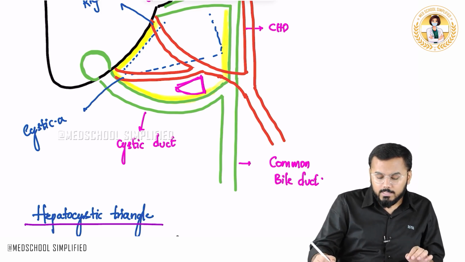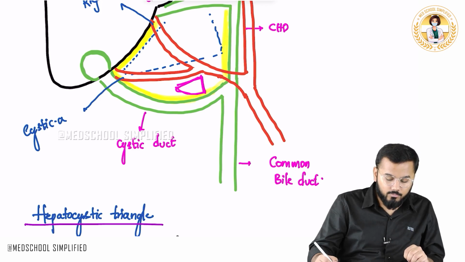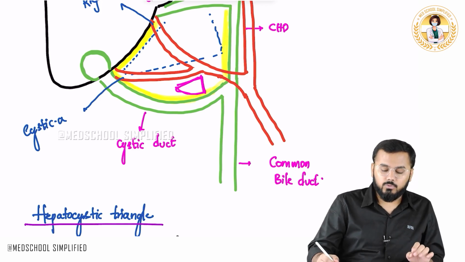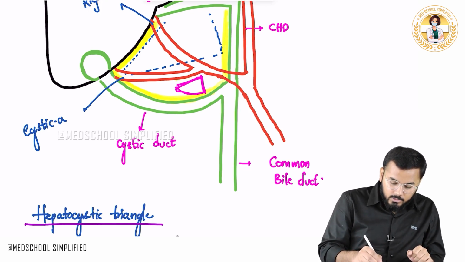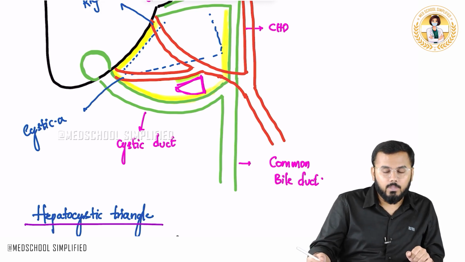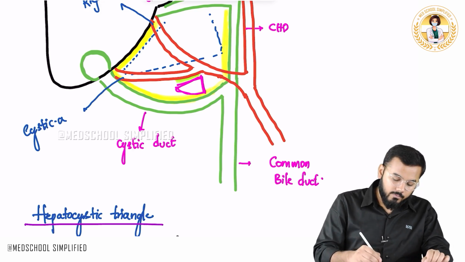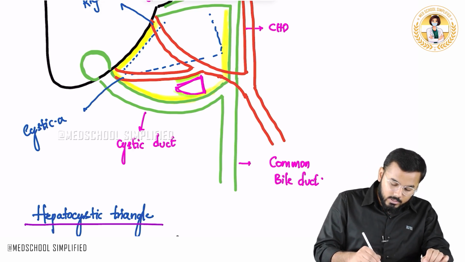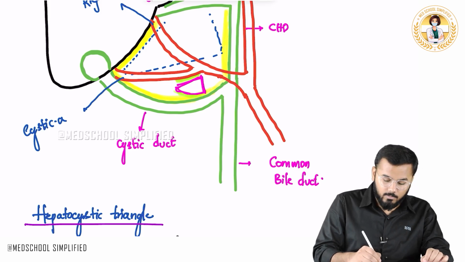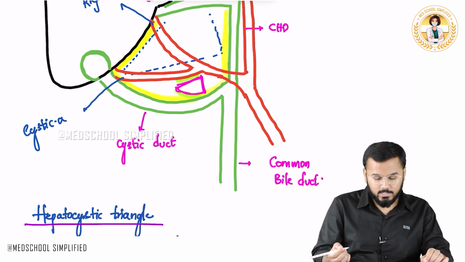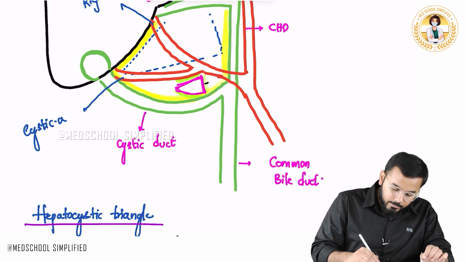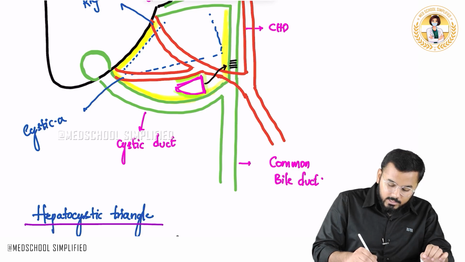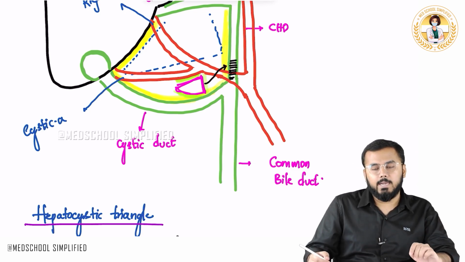So what is this triangle actually comprising of? If you see here, this is the superior border of this triangle. The superior border of this triangle is having which artery? It is having the cystic artery. Now after the superior border you have got the lateral border. The lateral border is this one, the lower one. The lateral border is comprising of what? Cystic duct. Next, the medial border. If you look at the medial border here, it is comprising of this duct here. This is called the common hepatic duct.